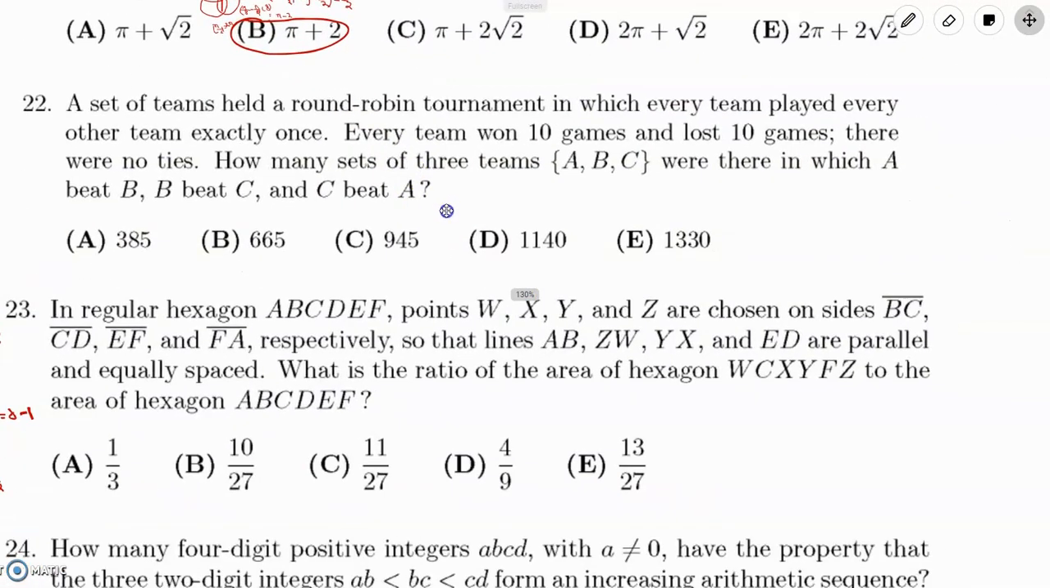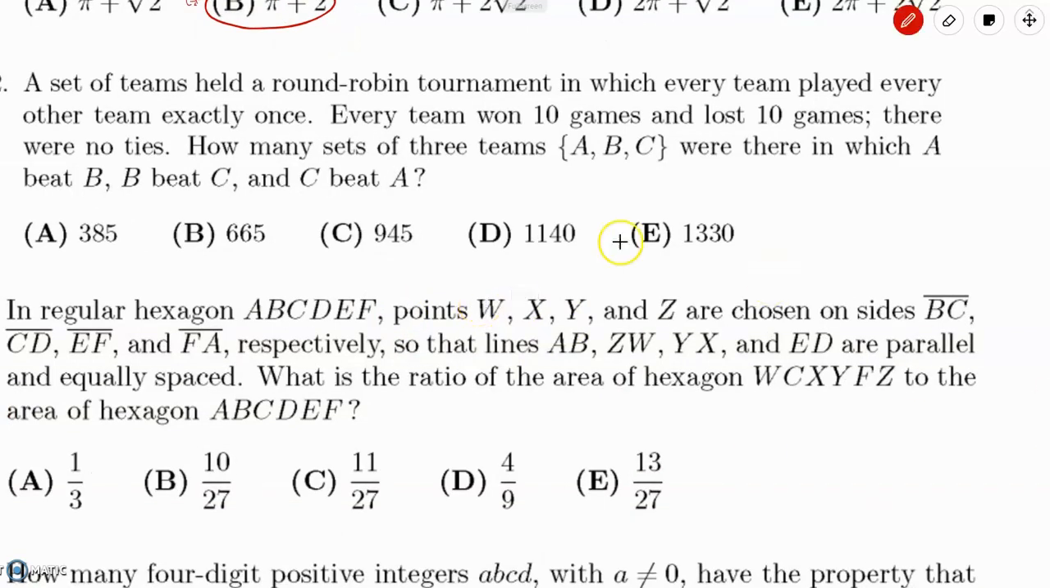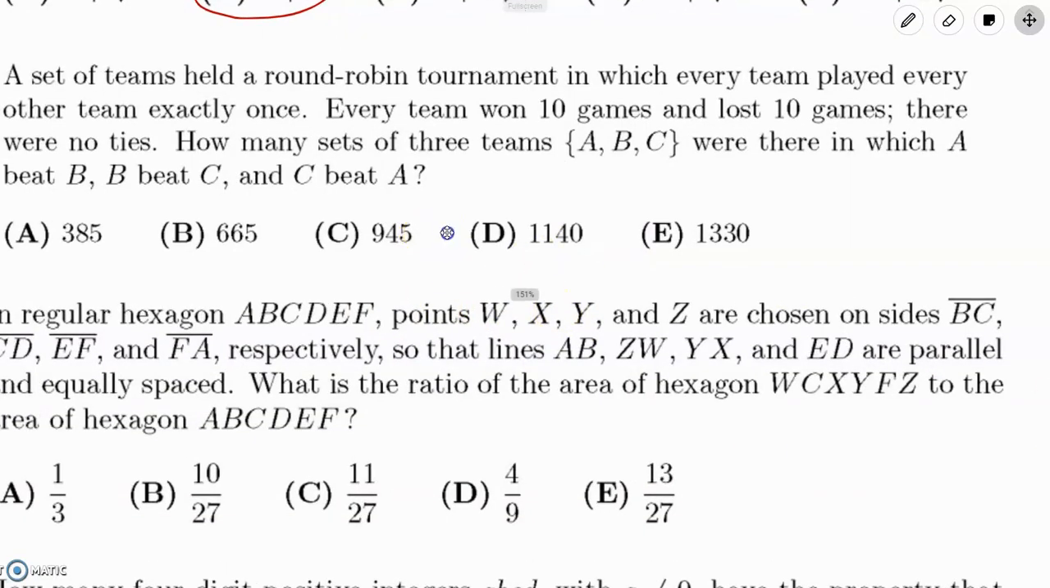Number 22: a set of teams held a round robin tournament in which every team played every other team exactly once. Every team won 10 games and lost 10 games. There were no ties. How many sets of 3 teams A, B, C were there in which A beat B, B beat C, and C beat A? Okay, I'm not gonna go through the combo solution here. I'm just gonna go through the quick solution that you should do.